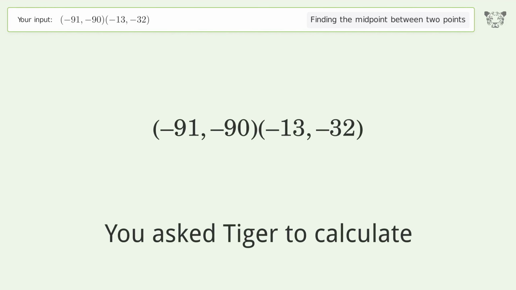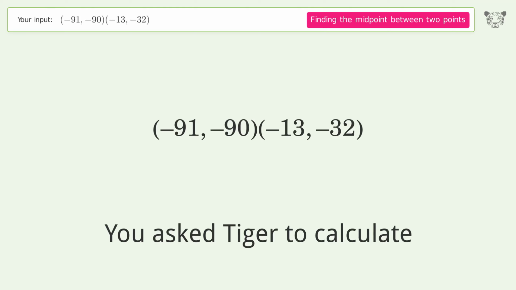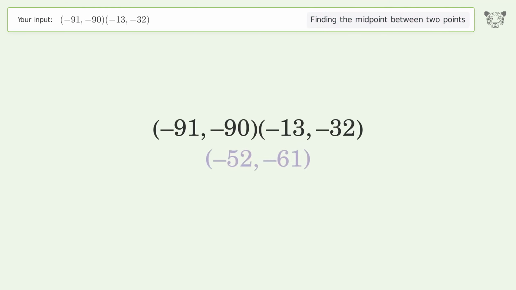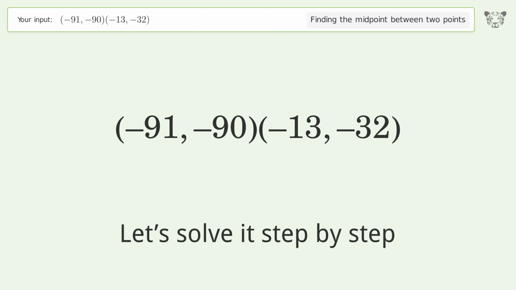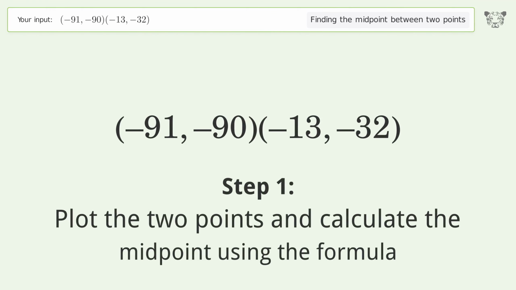You ask Tiger to calculate. This deals with finding the midpoint between 2 points. The midpoint between the 2 points is -52, -61. Let's solve it step by step. Plot the 2 points and calculate the midpoint using the formula.